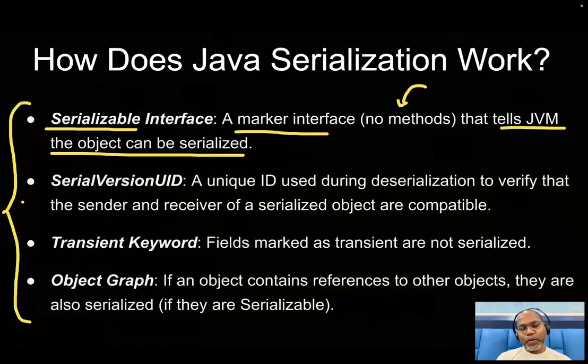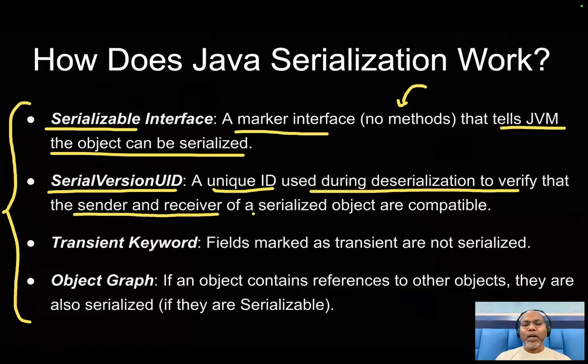Whenever you write a class that implements Serializable, there are some things you have to remember. Whenever your object is serialized and later deserialized, the structure of the class should be the same. So how does the JVM know? For that scenario, there is a concept called serialVersionUID. It is a unique UID used during serialization to verify that the sender and receiver of the serialized object are compatible.